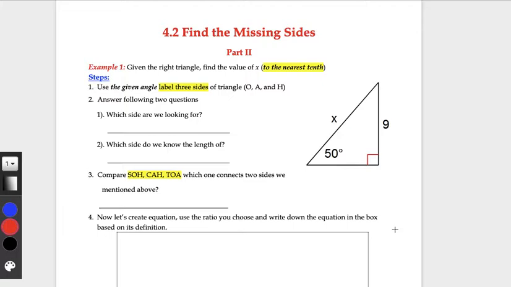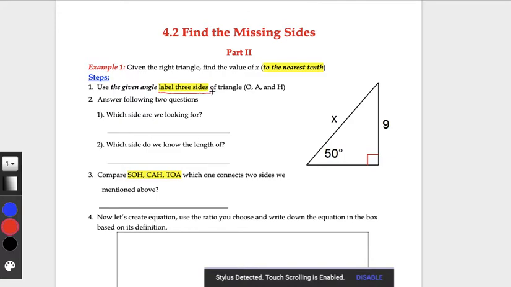So let's check the first example, very straightforward. As you can see from this triangle, we need to find the value of x to the nearest tenth, and one of the angles is given, which is 50 degrees. So let's go over the steps we mentioned before. The very first thing, very important, please remember that you always need to label three sides whenever we work on a trigonometry ratio question. So let's check.